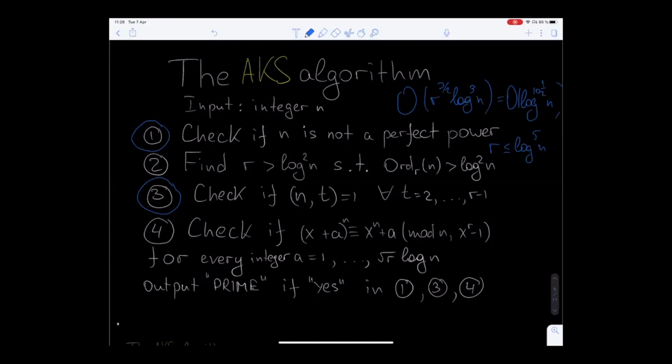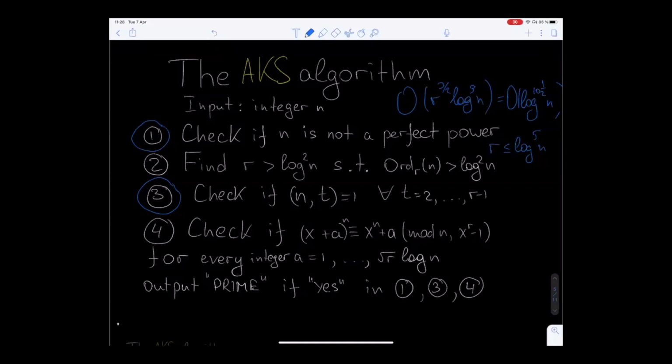With the fourth step being the most time-consuming one, and primes are indeed passing the test. The main and only question that is left is why composites fail this test.